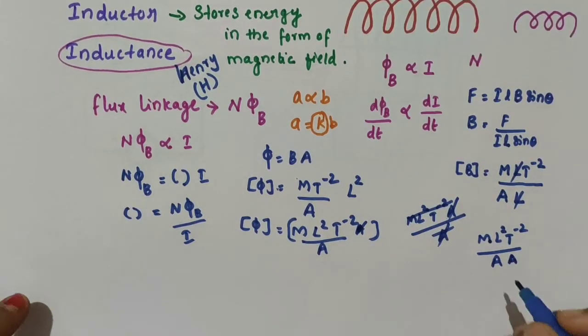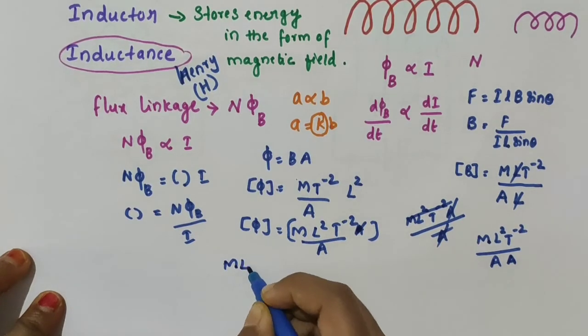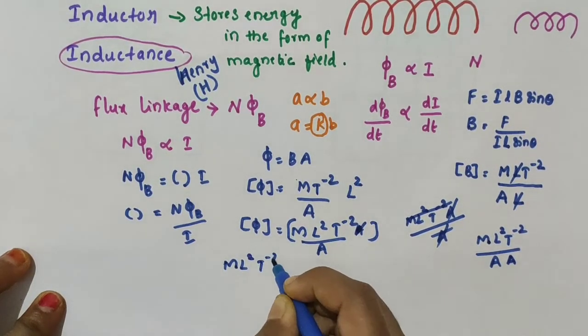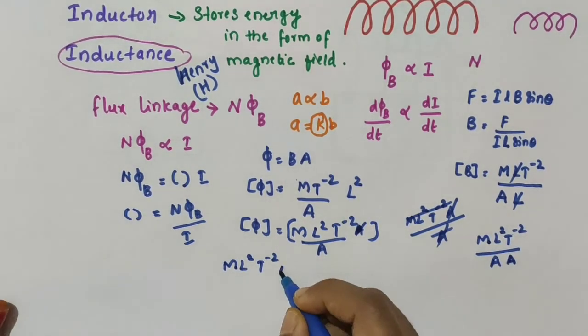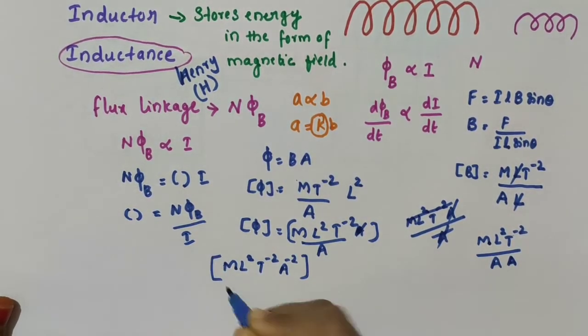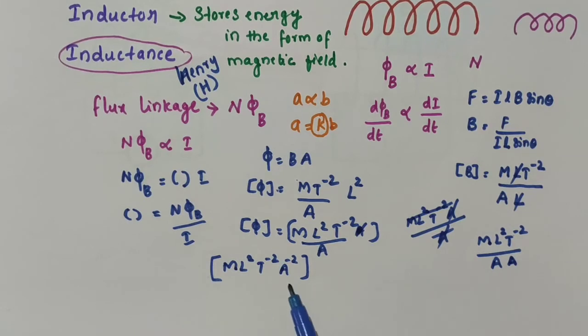So we can write it as M L square T raised to minus 2, and here it is ampere square. When I take that to the numerator, it becomes ampere raised to minus 2. So M L square T raised to minus 2 ampere raised to minus 2 is the dimension of inductance. And the SI unit of inductance is Henry.